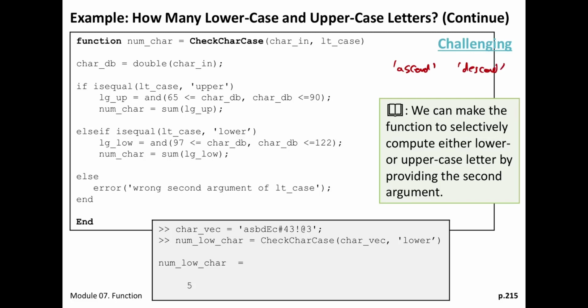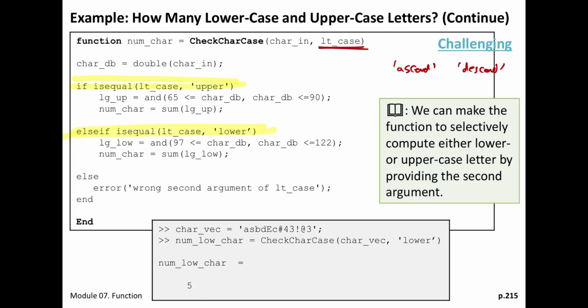Similarly, we can make the same kind of argument to give an option to the user, okay? But in this case, LT case is the variable that accepts two options. One is upper, the other one is lower. So how to design this function? That's simple. Same script, but you can design this selection statement.